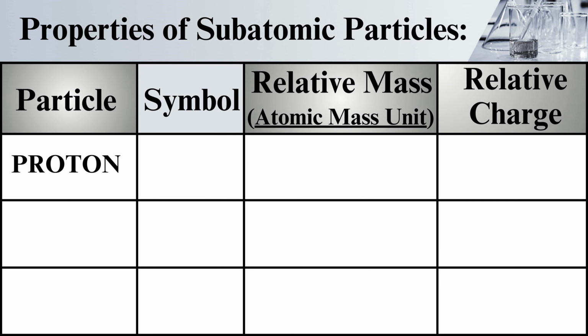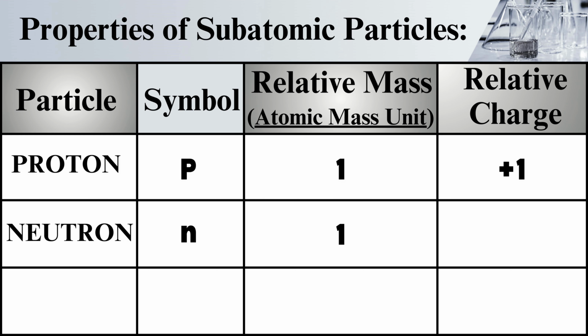So dear students, we'll talk about the properties of subatomic particles. Proton: its symbol is P, relative mass is 1 and relative charge is +1. Neutron: symbol small n, relative mass is 1 and relative charge 0.